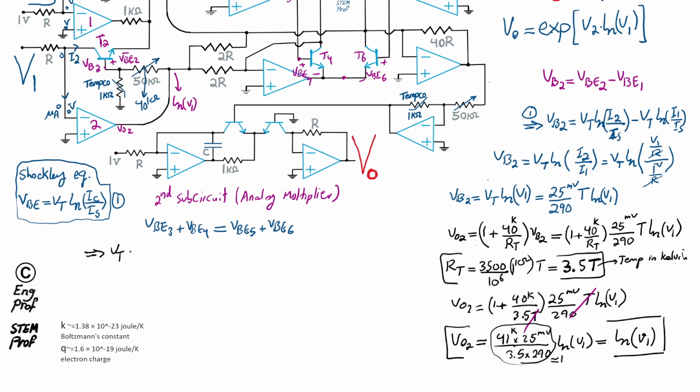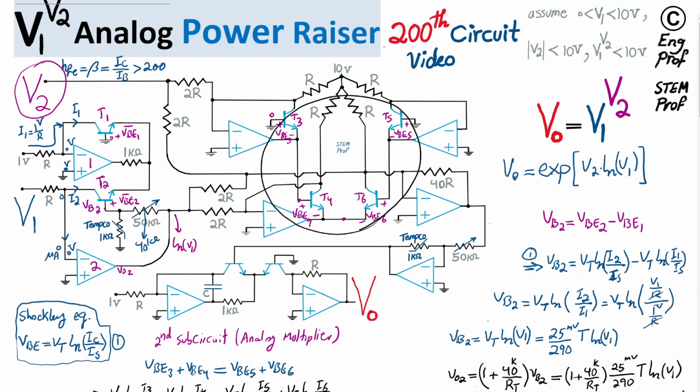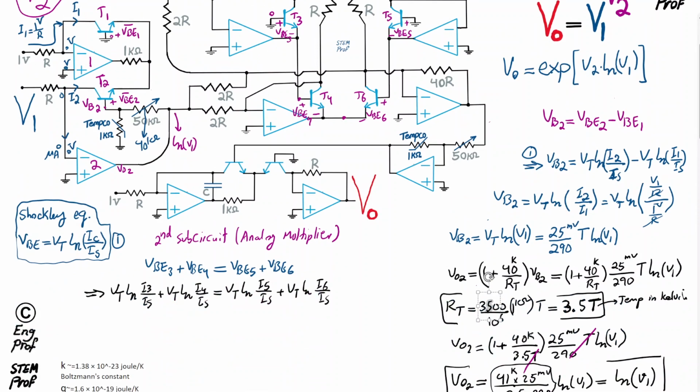VT ln of the current of transistor 3 divided by the saturation current, plus VT ln of the current of transistor 4 divided by the saturation current, equal to VT ln of the current of transistor 5 divided by the saturation current, plus VT ln of the current of transistor 6 divided by the saturation current. Again, these 4 transistors, as I said, are matched transistors, so they have the same thermal voltage, and they have the same saturation current IS.